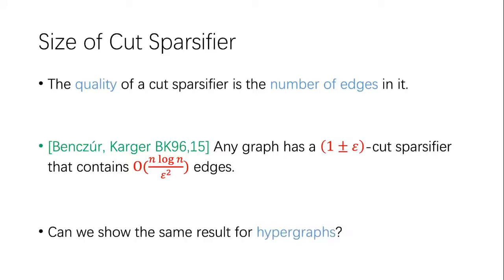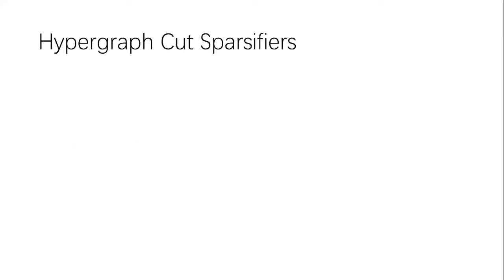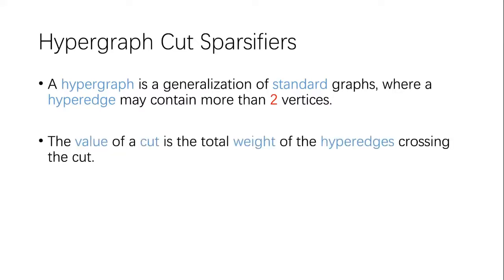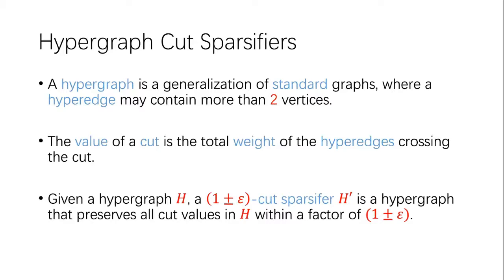So in this work, we consider cut sparsifiers in hypergraphs. Let's first review what a hypergraph is. A hypergraph is a generalization of a standard graph where a hyperedge may contain more than 2 vertices. The value of a cut is the total weight of the hyperedges crossing the cut. Now, given a hypergraph H, a cut sparsifier H prime is a hypergraph that preserves all cut values in H within a factor of 1 plus or minus epsilon.